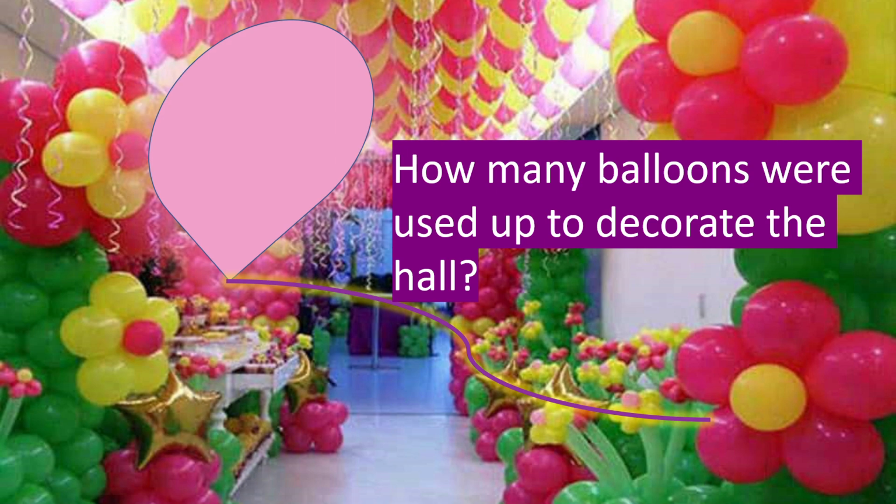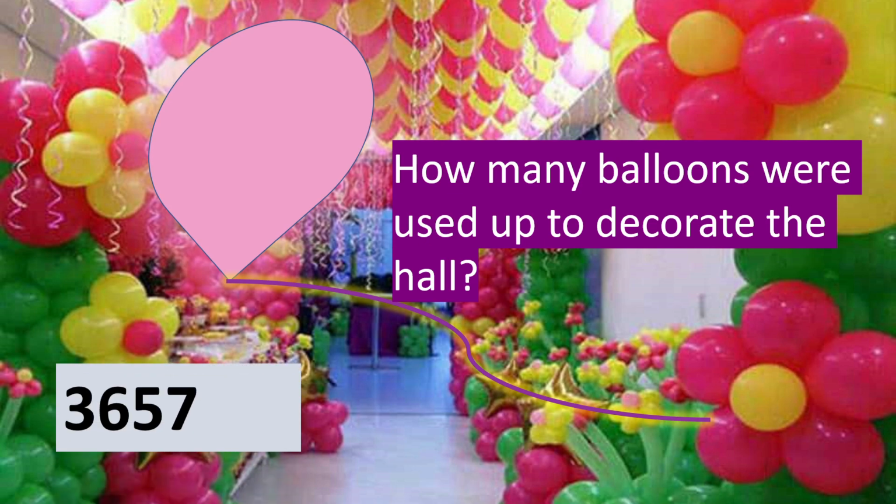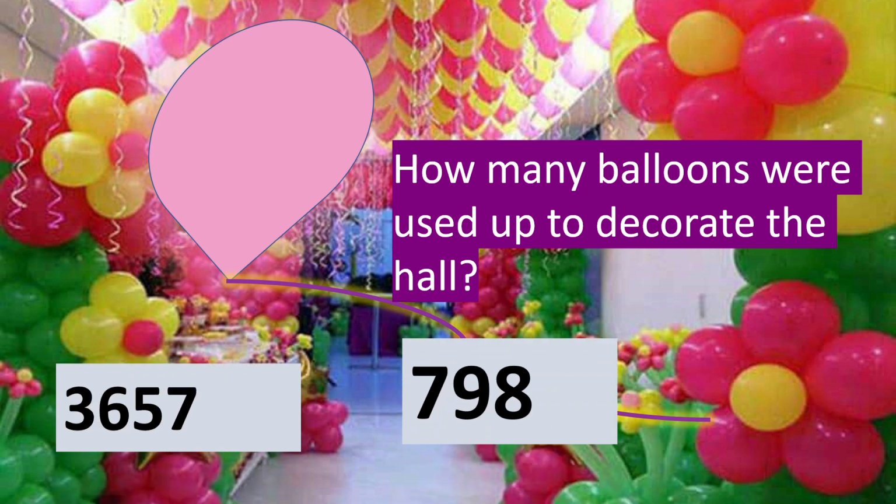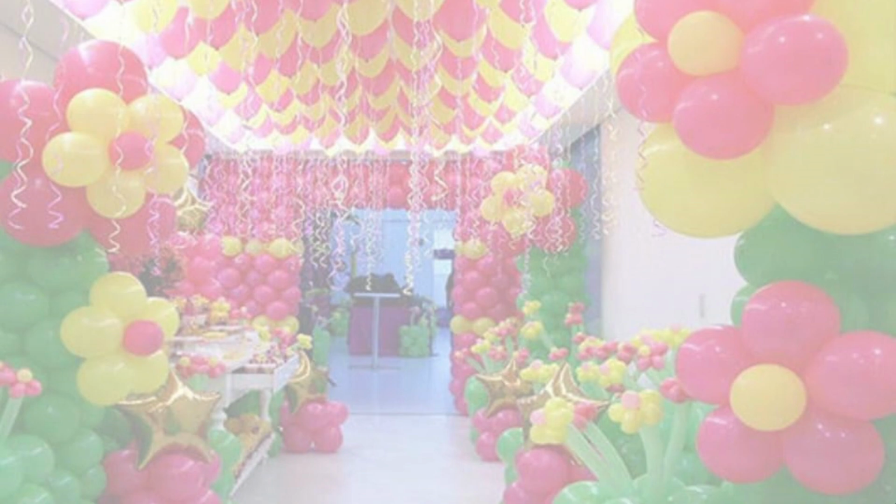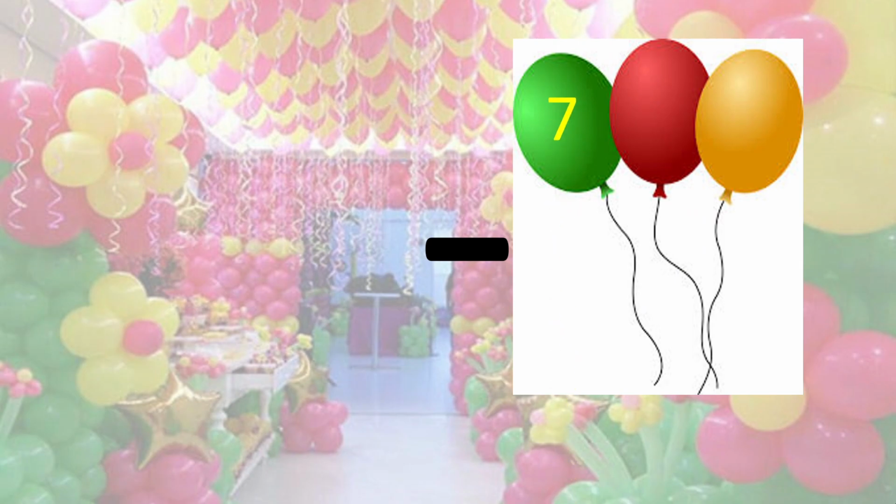To find out how many balloons were used up to decorate the hall, we must subtract the balloons which were burst, that is 798, from the total number of balloons bought, that is 3,657. We must find out the difference between these two numbers. For that, we need to subtract the smaller number, that is 798, from the bigger number.